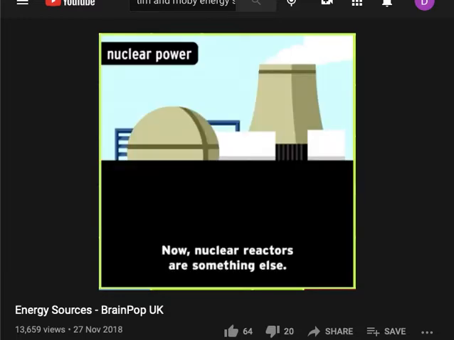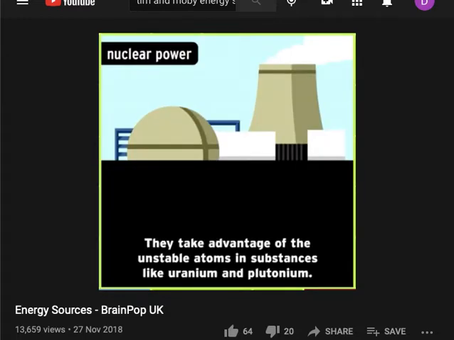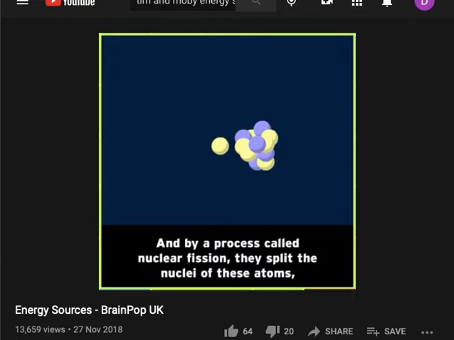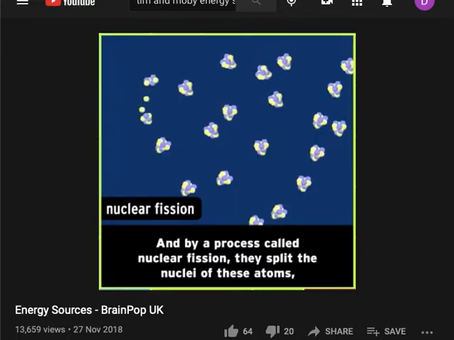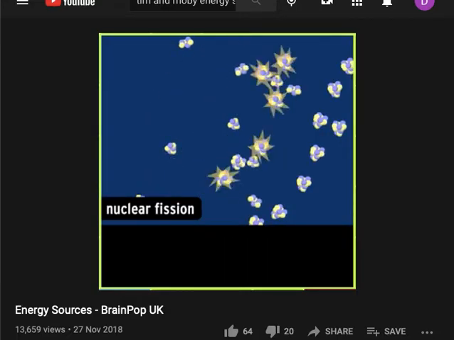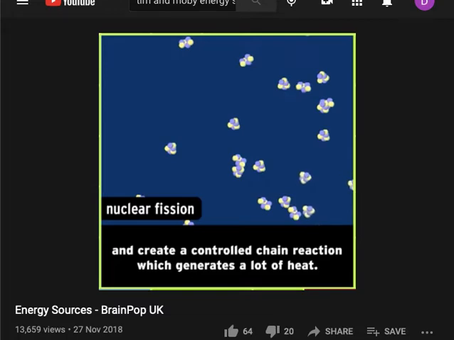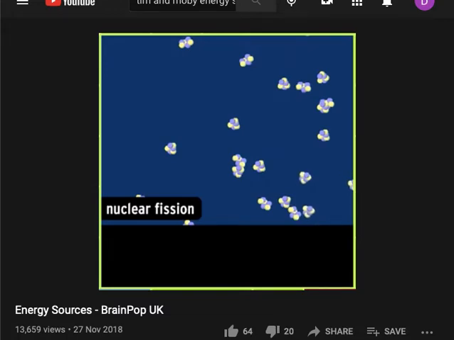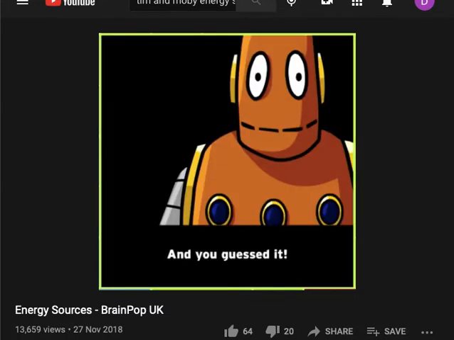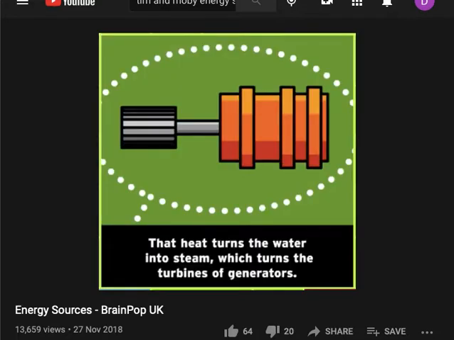Now, nuclear reactors are something else. They take advantage of the unstable atoms in substances like uranium and plutonium. And by a process called nuclear fission, they split the nuclei of these atoms and create a controlled chain reaction which generates a lot of heat. And you guessed it, that heat turns the water into steam, which turns the turbines of generators.